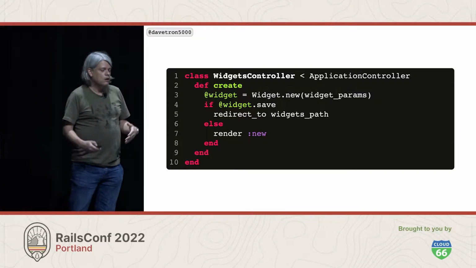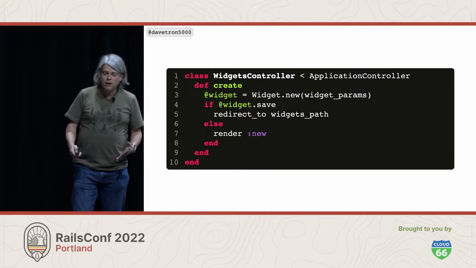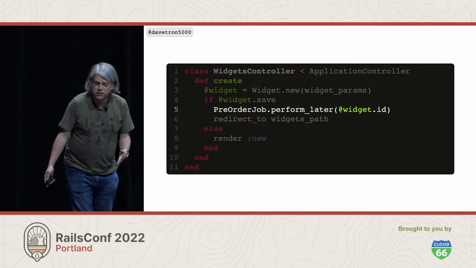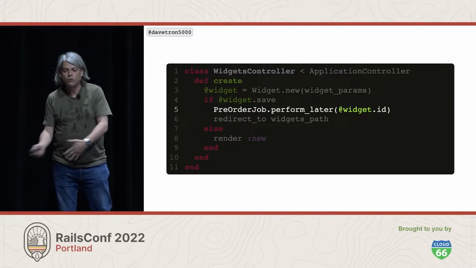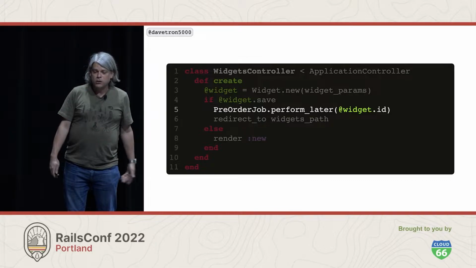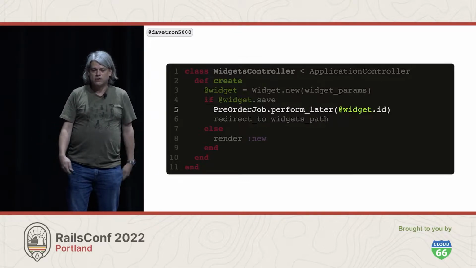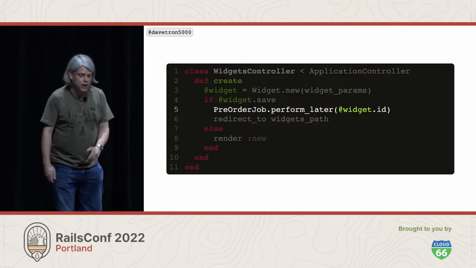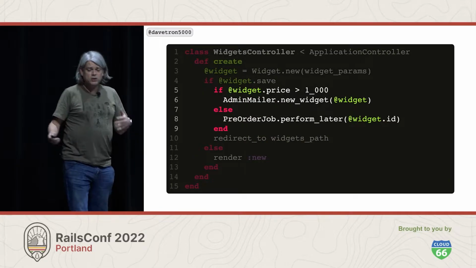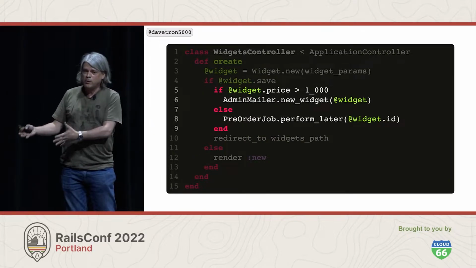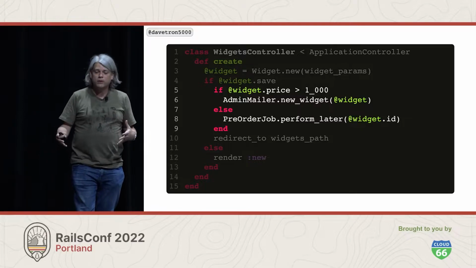So, like, you know, this widget company. What if we want to pre-order a bunch of widgets? So when we create one, we want to have some in the warehouse so that they're available. So this job will handle that. We just queue this job and that's fine. But if we get an expensive widget, we don't want to just throw a bunch of laptops in our warehouse. We need to figure out what to do.